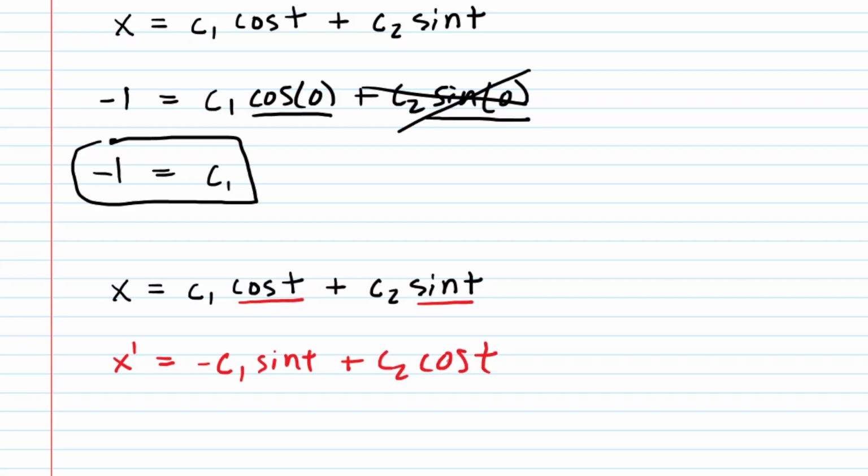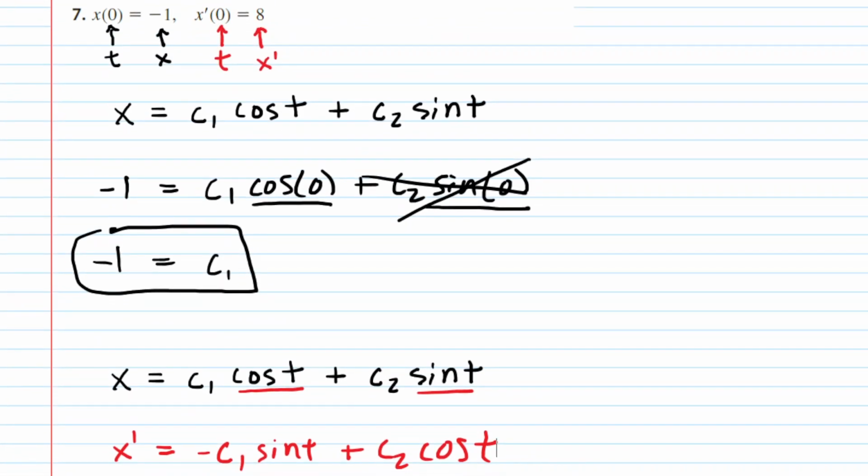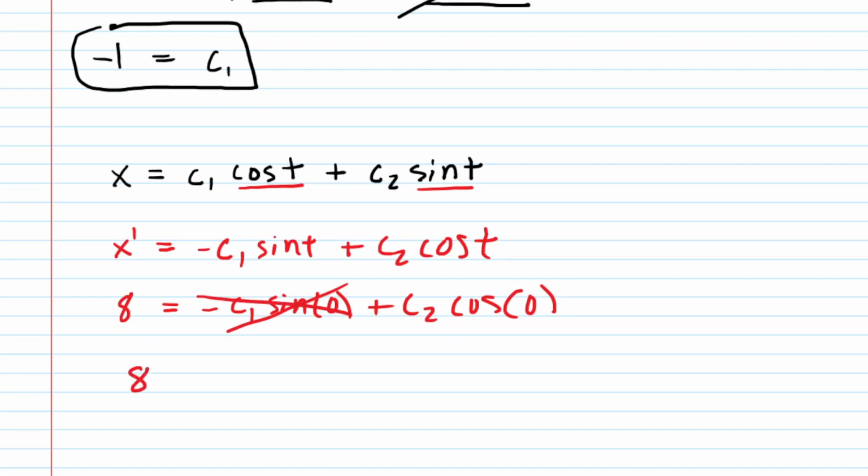We can plug in the data that were presented earlier. Remember that x prime was 8 when t was 0. So we will fill in 8 for x prime as well as 0 for t. We're going to end up with another sine of 0 as well as another cosine of 0. From earlier, we know sine of 0 is 0, so this term drops out. Now we have 8 is equal to c2 times cosine of 0, which is just 1. c2 times 1 is just c2. So we can see that c2 has a value equal to 8.